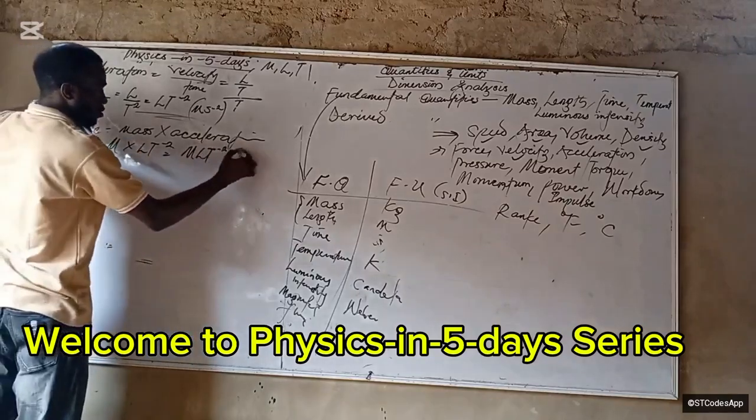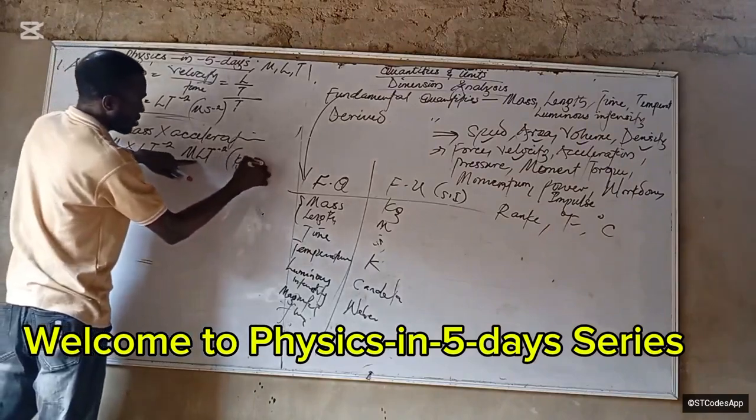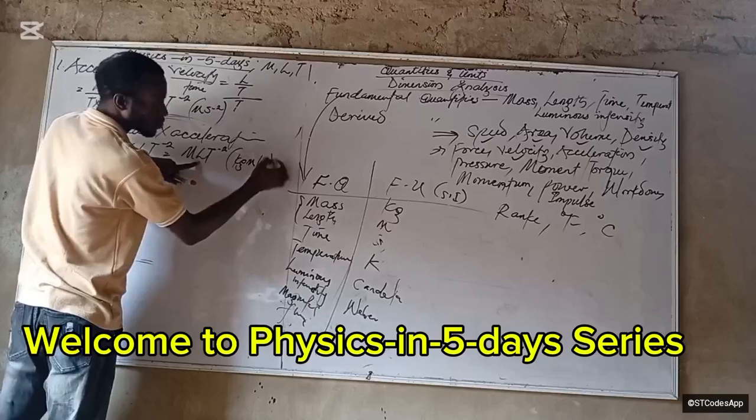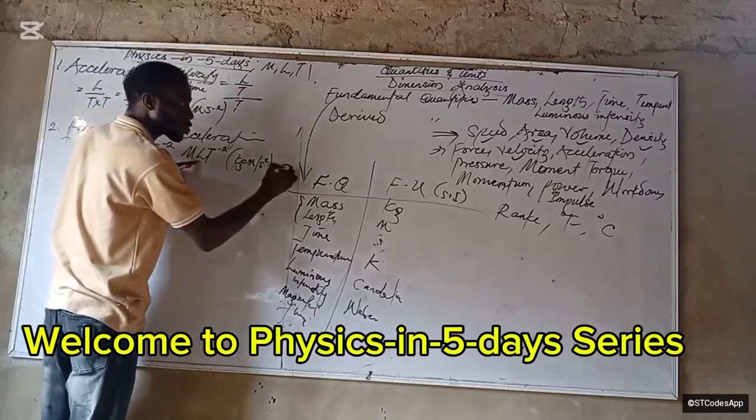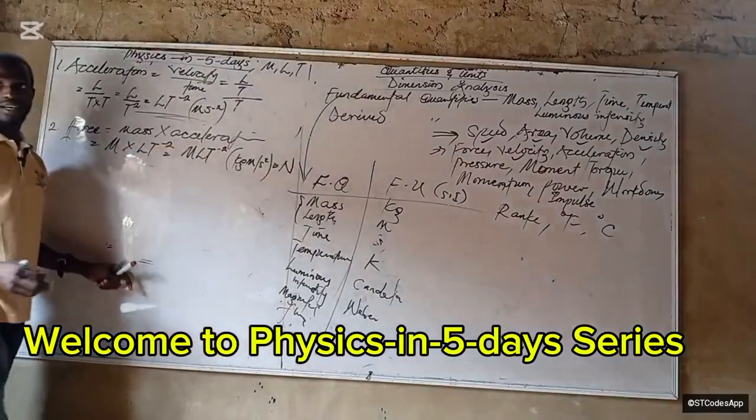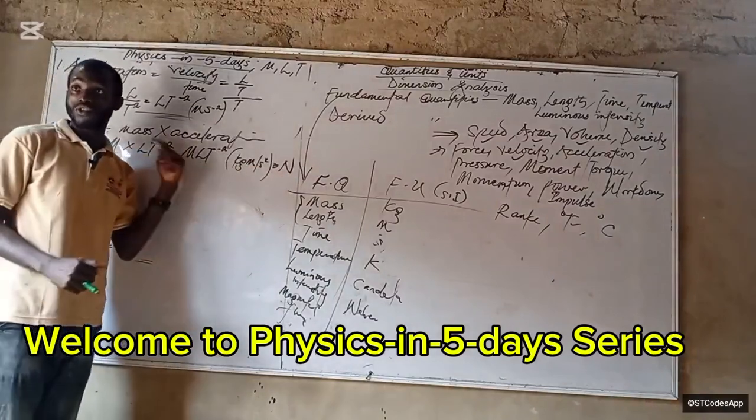Then the unit is going to be what? kg meter per second squared, right? Which corresponds to what? Newton. Does that make sense? Because Newton is the unit of force, right?